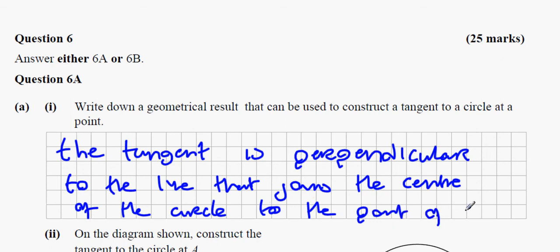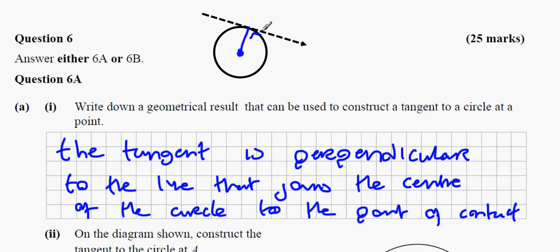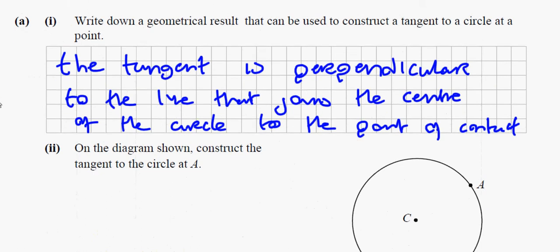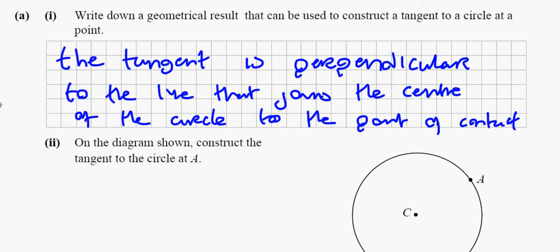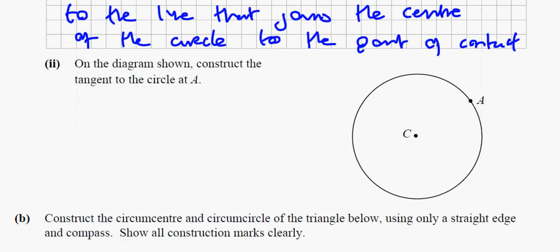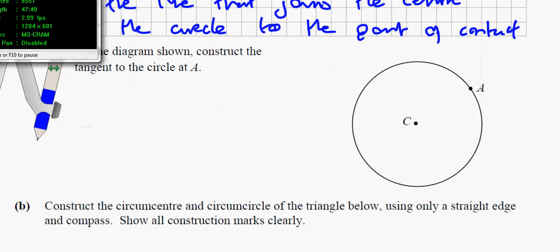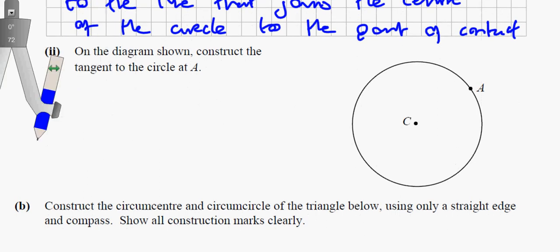So what that basically means is if we were to have a circle here and I draw a tangent like so, it means if I have the center of the circle here and I draw a line from the center to the point of contact, it's at 90 degrees, it's perpendicular to it. Okay? Now, on the diagram, construct a tangent to a circle at A.